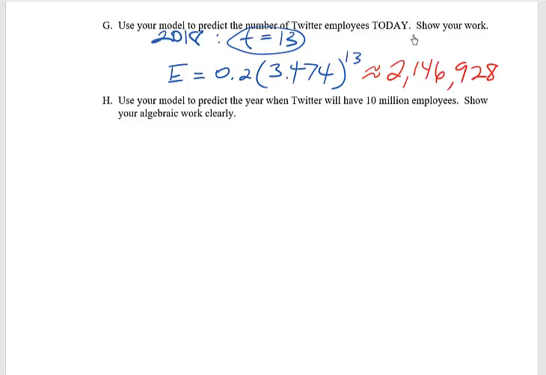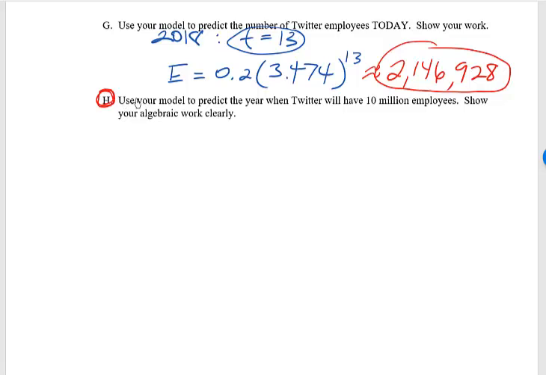And then I just type it into the calculator. And I got a pretty large number there. This is starting to seem hard to believe. 2 million employees at this point. Finally, we get here to letter H. Letter H is really the only new part of the whole thing. Everything else is stuff we did at the end of chapter 4.